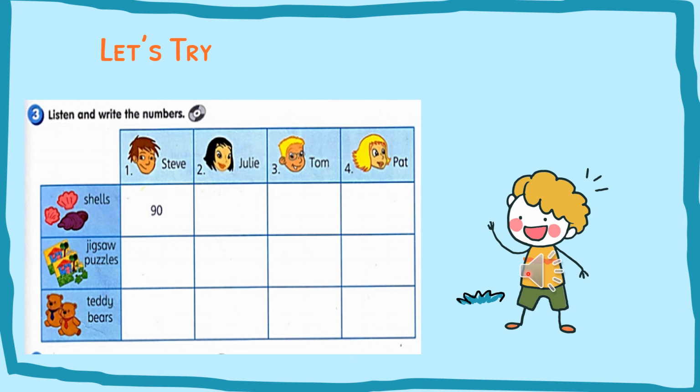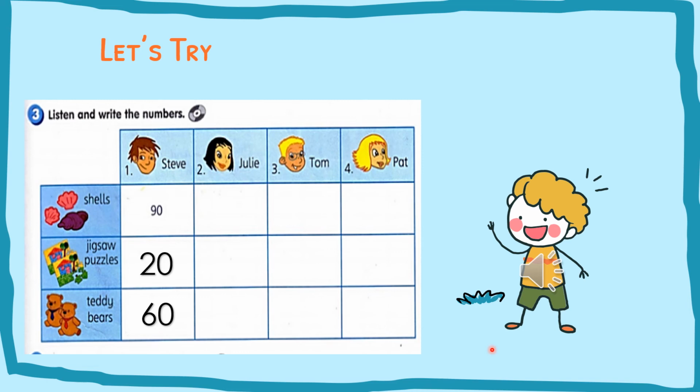1. How many shells have you got, Steve? I have got 90 shells. 90 shells? Wow! Have you got any jigsaw puzzles? Yes, I have. I have got 20 jigsaw puzzles. What about teddy bears? I have got 60 teddy bears, I think. Yes, 60 teddy bears.